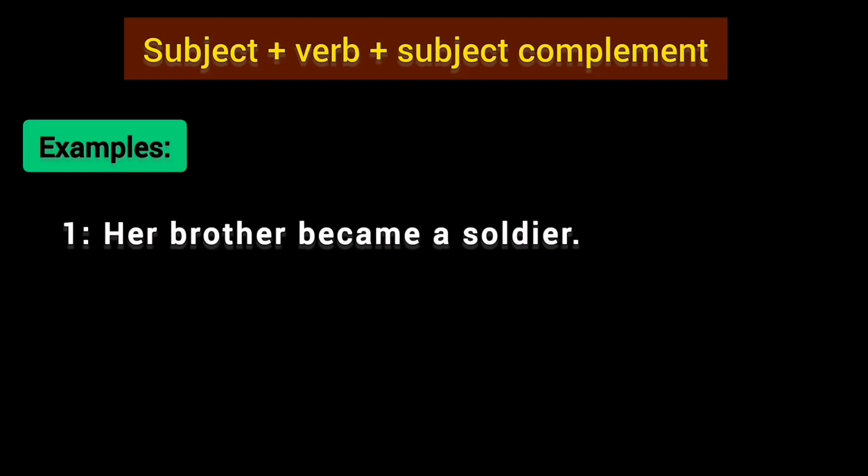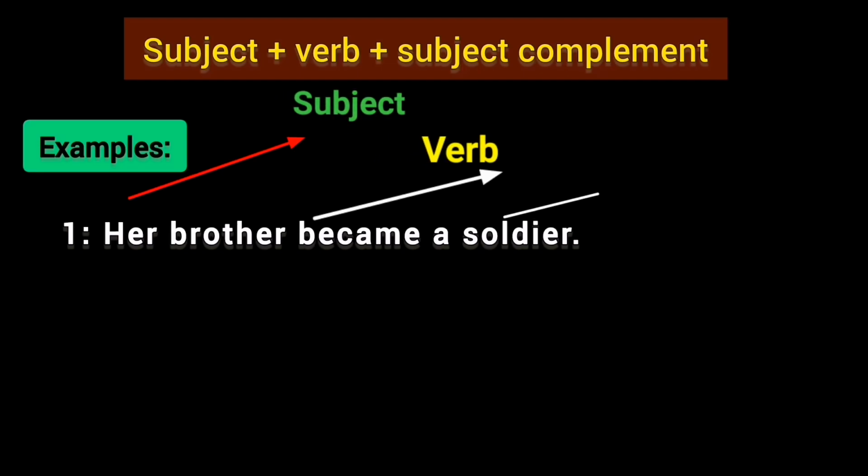Her brother became a soldier. Observe this example, here her brother is the subject and the word became is a verb, and a soldier is the subject complement. There might be a question in your mind, how is it a subject complement? The simple answer is that this phrase completes the meaning of the subject. If you don't mention it, then this sentence does not make sense without this phrase. If I say, her brother became, what he became, this phrase gives the answer, a soldier. So you can see this is another structure in the English language.